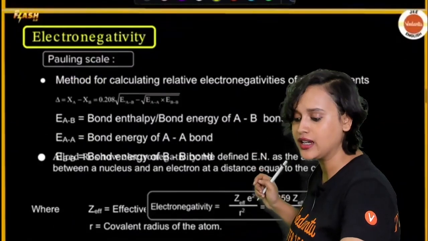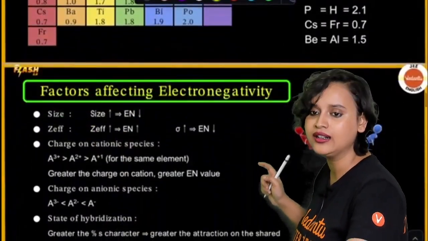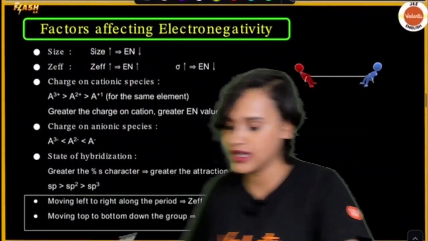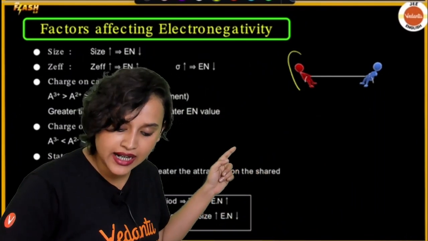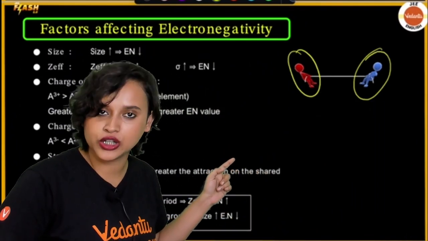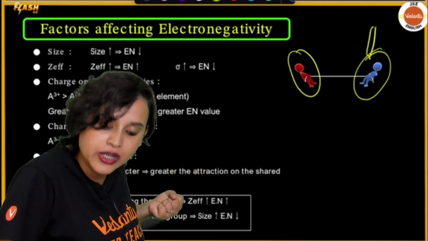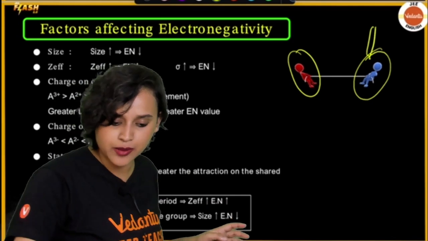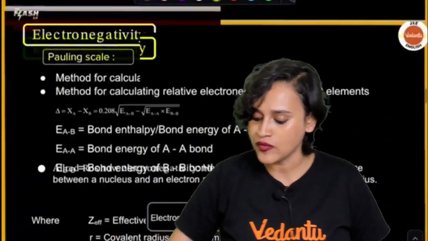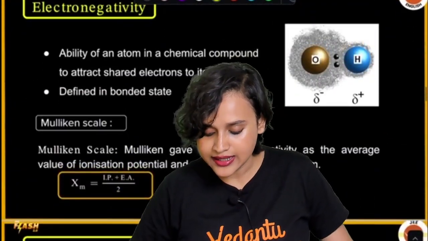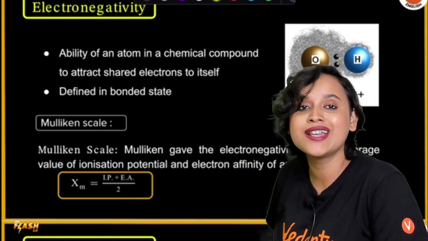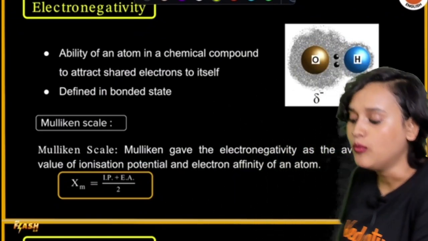To understand it a little better, look at this image right here. See how hydrogen is also pulling, chlorine is also pulling, but chlorine is trying to pull it closer to itself, so it becomes more electronegative. Are you getting my point? Yes, everybody? Great. Okay.